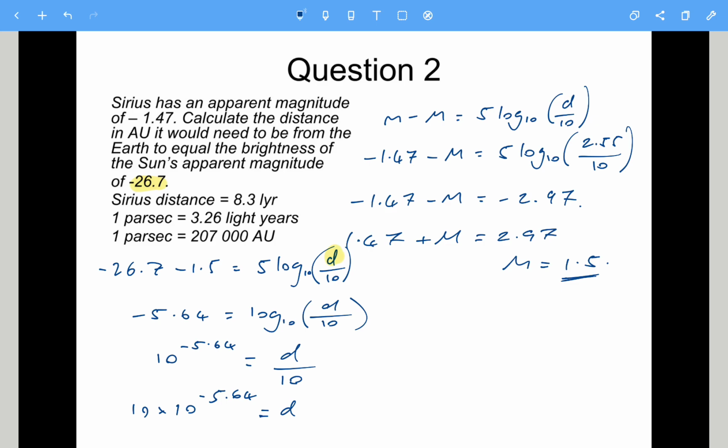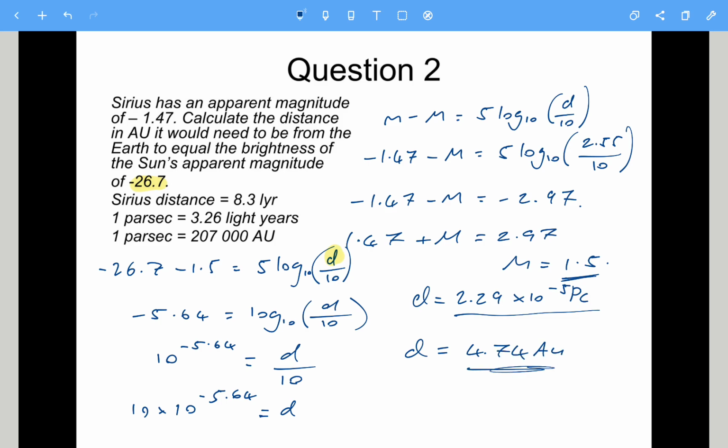So that distance d is 2.29 times 10 to the power minus 5 parsecs. The question wants it in astronomical units, so we multiply by the number of astronomical units in a parsec, which is 207,000. That gives us a distance of 4.74 AU.